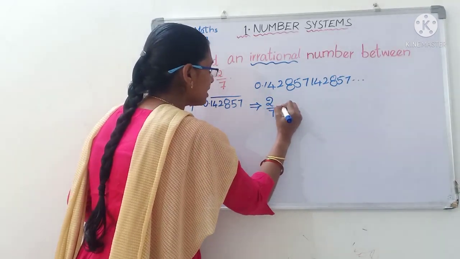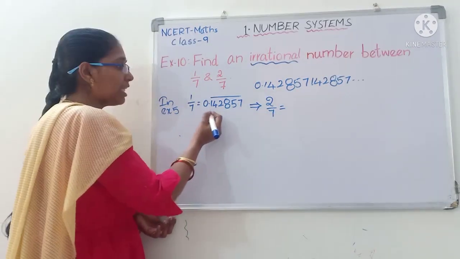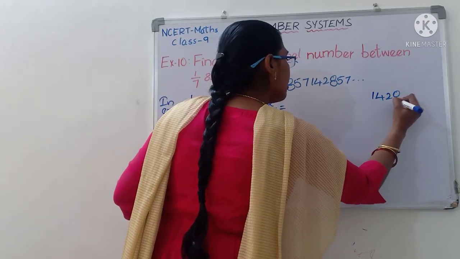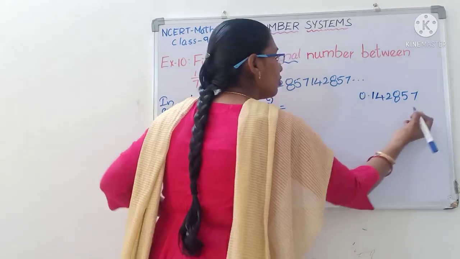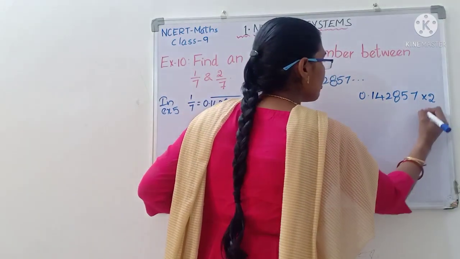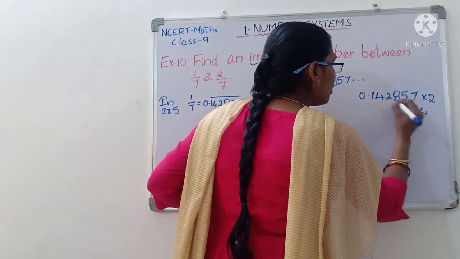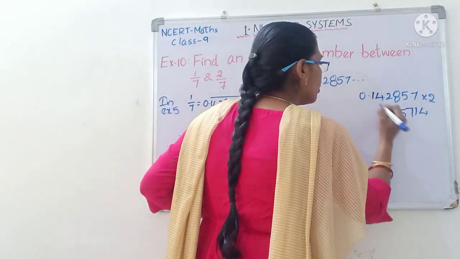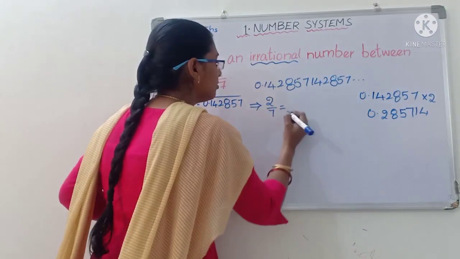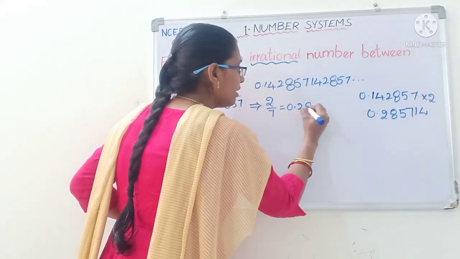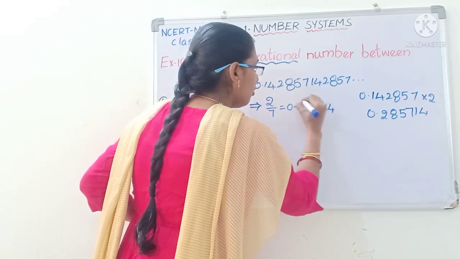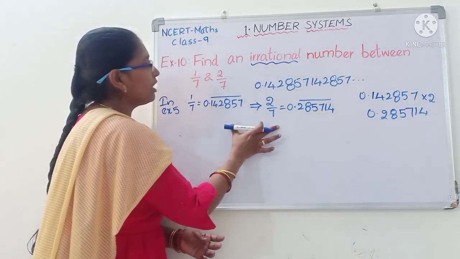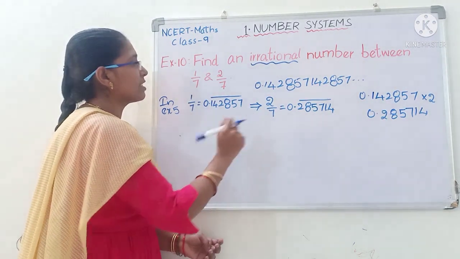So if 1 by 7 is this, what do you get for 2 by 7? 2 by 7 is nothing but 2 into 1 by 7. So you multiply this with 2. What do you get, children? 0.142857 into 2. 2 7s are 14, 2 5s are 10, 11, 2 8s are 16, 17, 2 2s are 4, 5, 2 4s are 8, 2 1s are 2. You get 0.285714 bar. So children, they are asking to find irrational number between these two, 1 by 7 and 2 by 7.